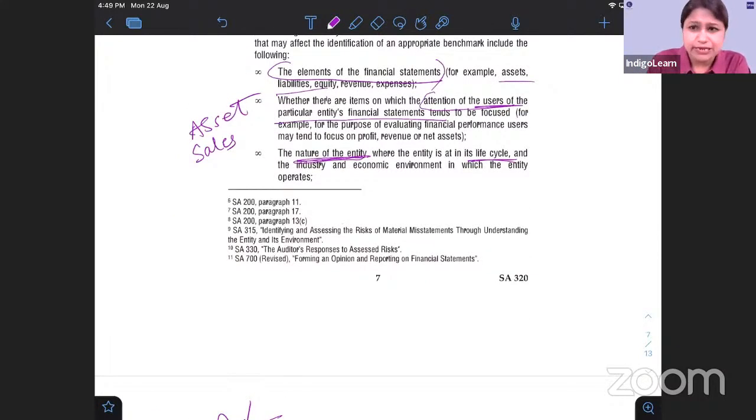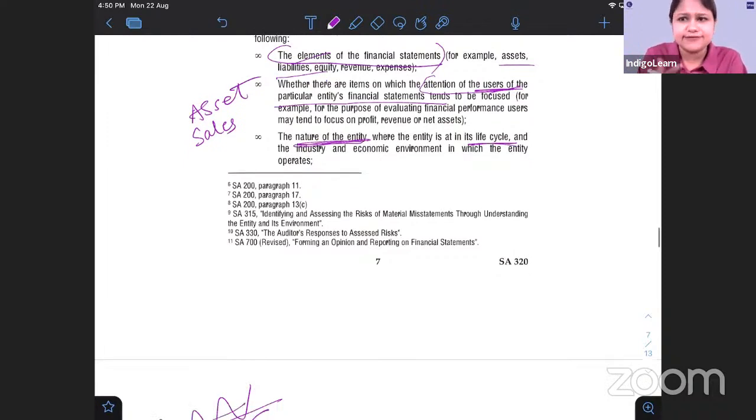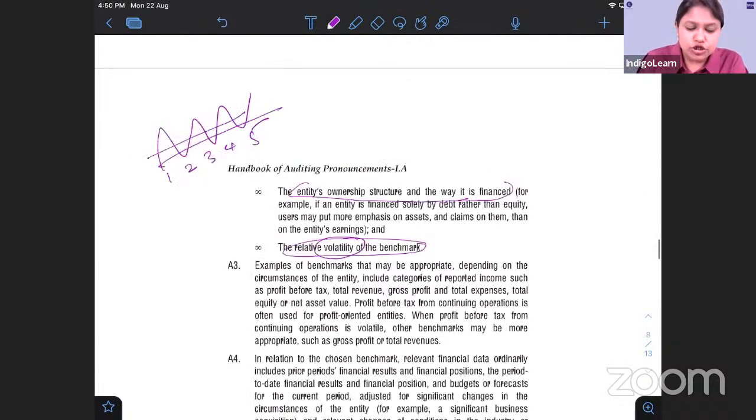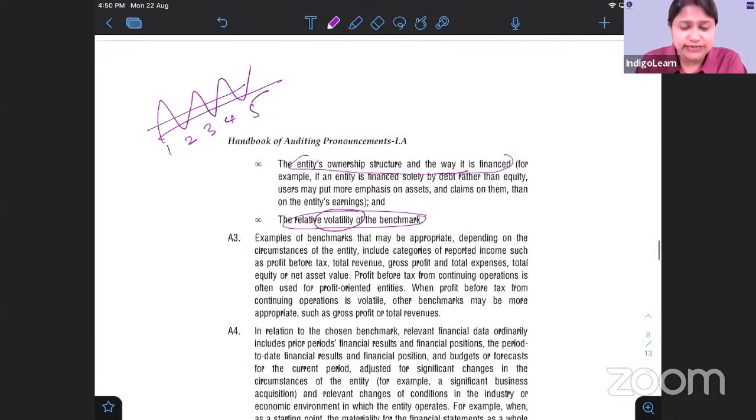It should be an element of the financial statement, the item which the user is going to be more inclined to focus on. Consider the nature of the entity, the life cycle stage it is in, and the entity's ownership structure, the way it is financed. It should also consider volatility. It should not be the one which is changing every now and then. Correct? After taking into account all this, you will pick one of the benchmarks.